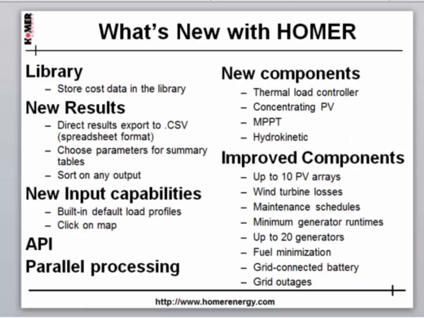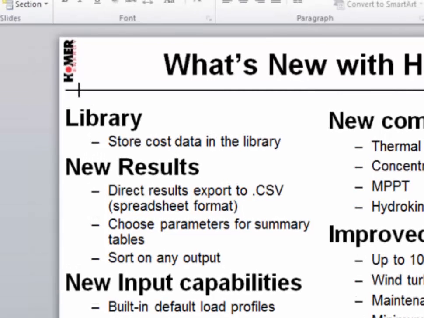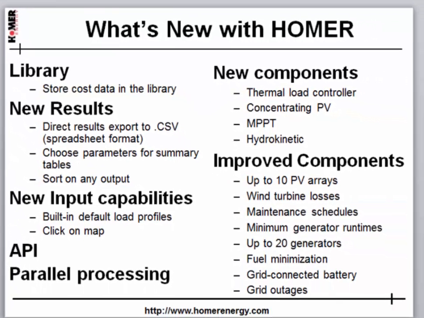And so what's new in Homer is we've created a new library. We're going to keep improving that with the next release, but right as of now you can do more than you could in Homer 2, which includes storing cost data. We have new ways to look at results. It makes it easier to export it. You can choose what parameters go into the summary tables, the optimization table, and the sensitivity results table. You can sort on any of those columns, not just on net present cost. We had a lot of requests for that.